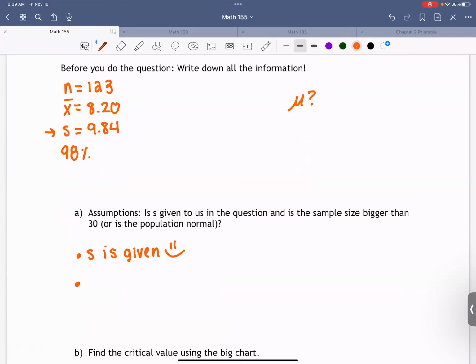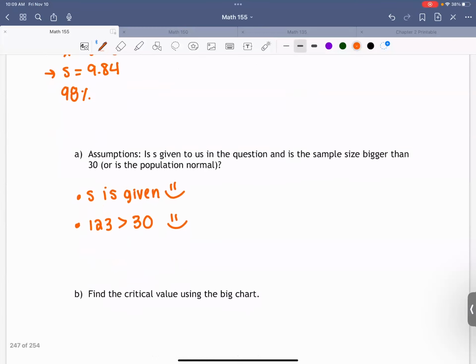Okay. The next assumption that we have to ask is our central limit theorem question, where we have to see if either our sample size is bigger than 30 or if there's something about the population being normal. My sample size is 123. Is that bigger than 30? Yes. Yeah, way bigger than 30. We're good. And we don't have to check if the population is normal.